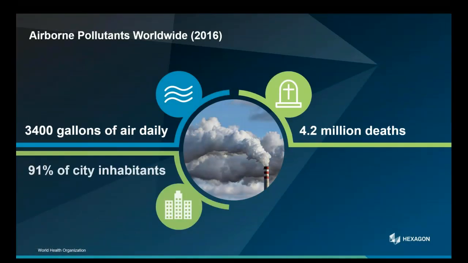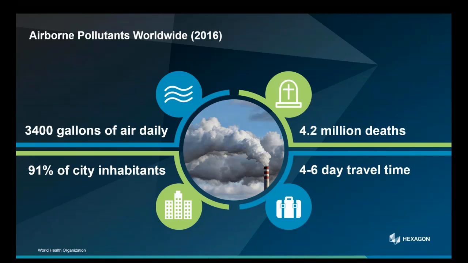To provide some perspective on airborne pollutants, a human breathes about 3,400 gallons of air each day, which is about 2 gallons a minute. Ambient air pollutants from sources such as power plants and industries were responsible for 4.2 million deaths worldwide. Approximately 91% of the people living in cities were exposed to particulate matter that exceeds air quality guidelines. Air pollutants can travel a long distance in as little as 4 to 6 days. In short, airborne particulates can affect a large number of people quickly.